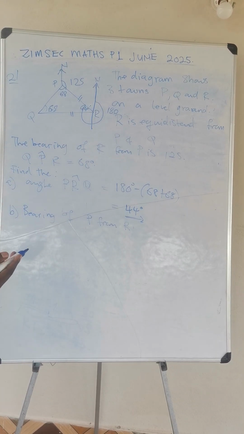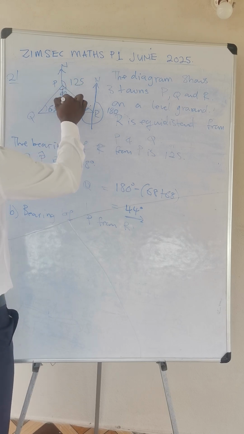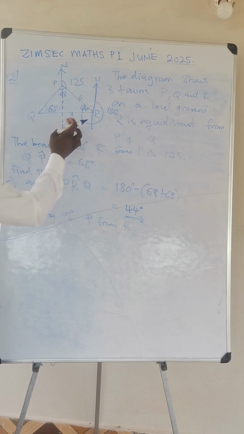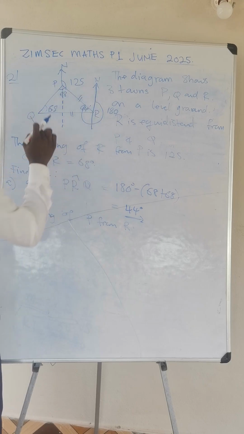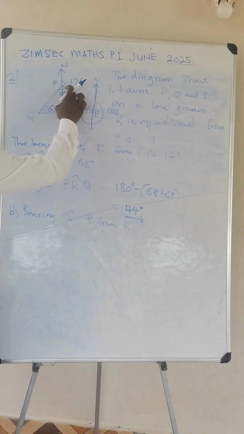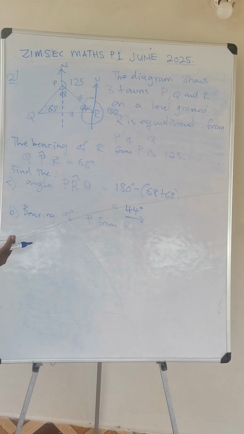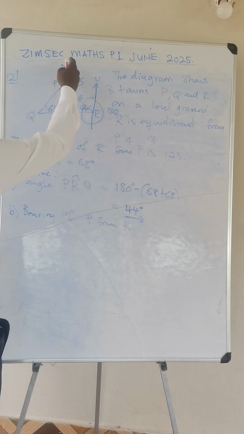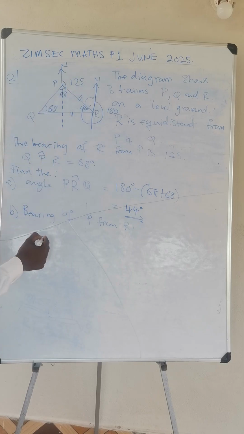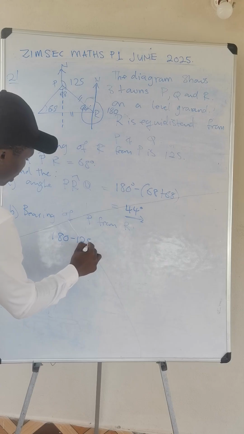But how do we get to know this angle? We have to extend this line. This is a Z angle. This one and this one are equal. Already we know that this is 125. So we have to find this part, which is the same as this part. So to get this part, we just say 180 minus 125 degrees.